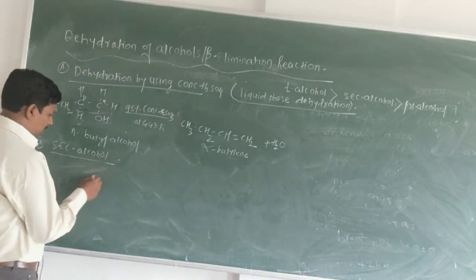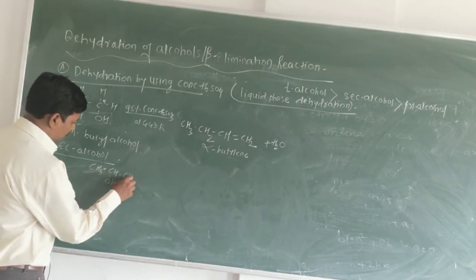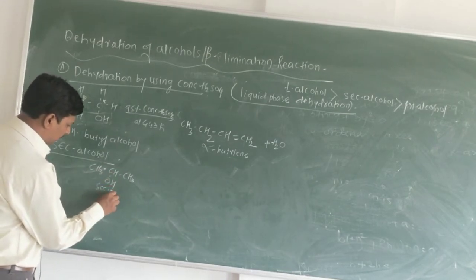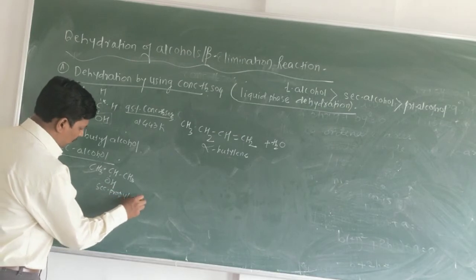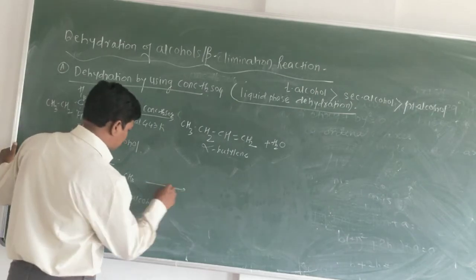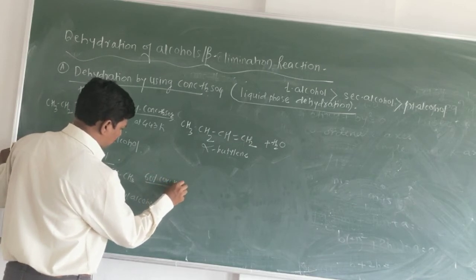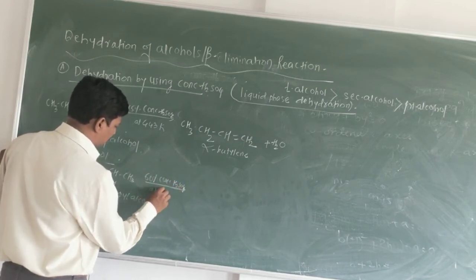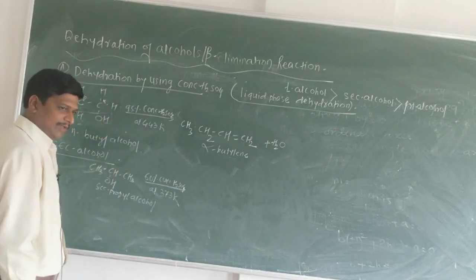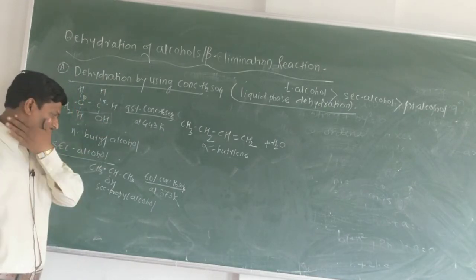So for the secondary alcohol, I would like to take the secondary propyl alcohol, which is also known as isopropyl alcohol. Now this isopropyl alcohol reacts with 60% concentrated H2SO4 at 373 Kelvin temperature. Now here the elimination takes place, and how does the elimination take place?